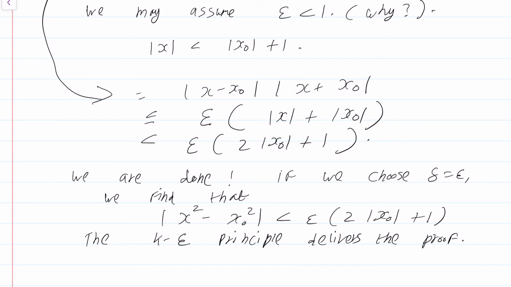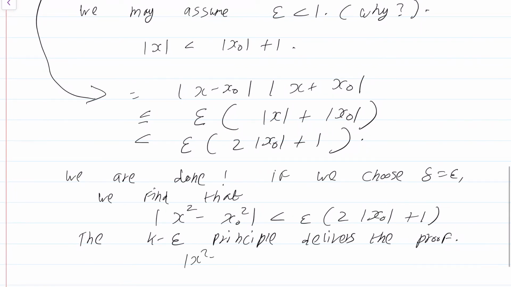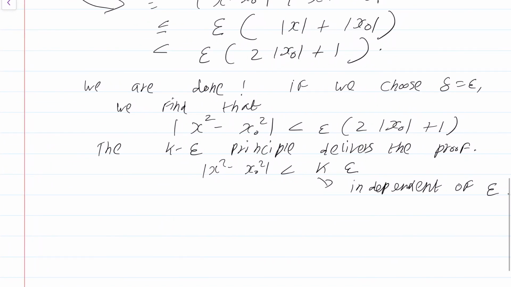That means for any fixed epsilon, if you can find a bound of the form mod x squared minus x naught squared is less than k epsilon, and this k is independent of epsilon, which indeed it is. That's why we assumed epsilon is less than 1, so that we have this independence. If you have this independent of epsilon, then this quantity x squared minus x naught squared can be made arbitrarily small. That was the k epsilon principle, right? Hence we are done. The k epsilon principle delivers the proof.